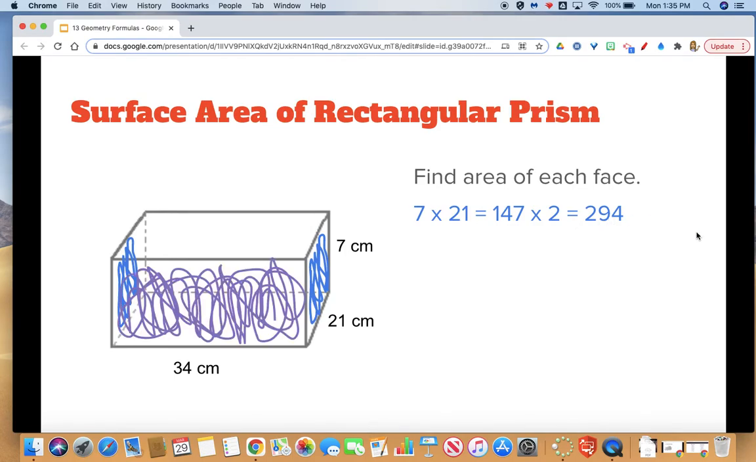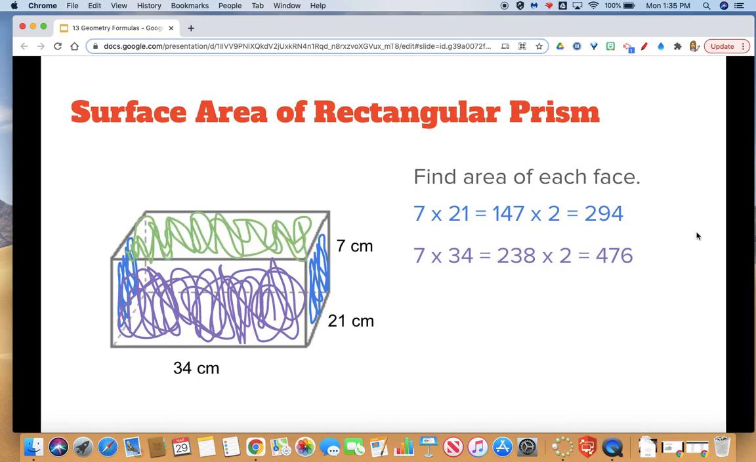Next, I'm going to look at the front face. This front face is made up of the dimensions 34 and 7. So to get that area, I'm going to multiply those together to get 238. I know that on the other side of the figure, I don't have it shaded in there, but I have a rectangle with the same exact dimensions. So I can double that to get a total of 476 for both of those rectangles together.